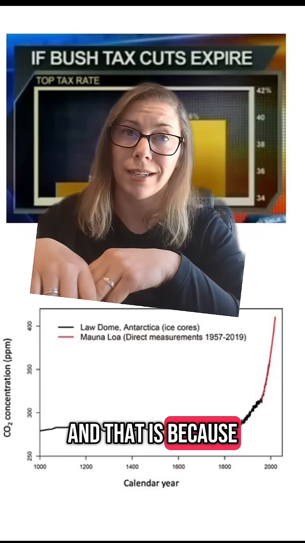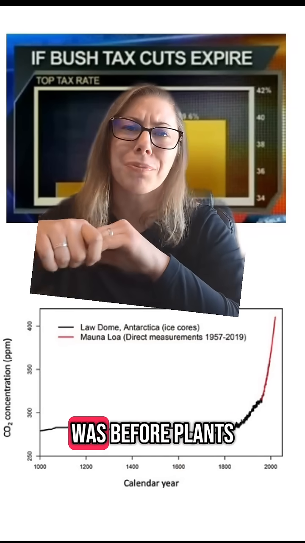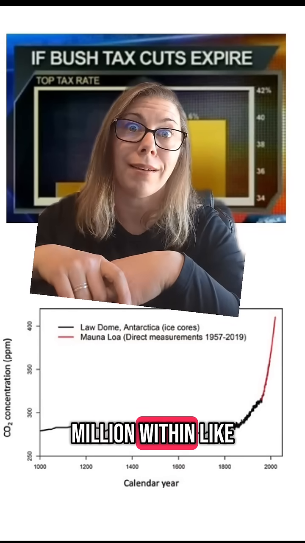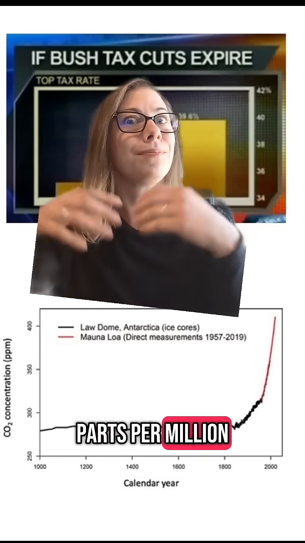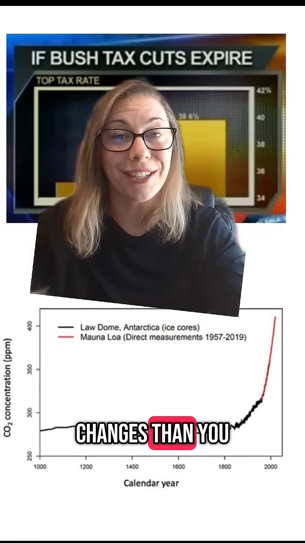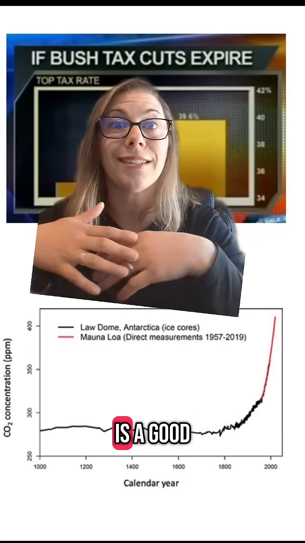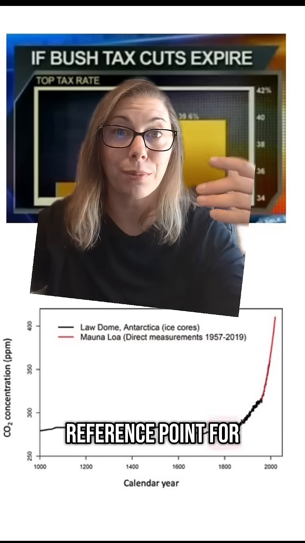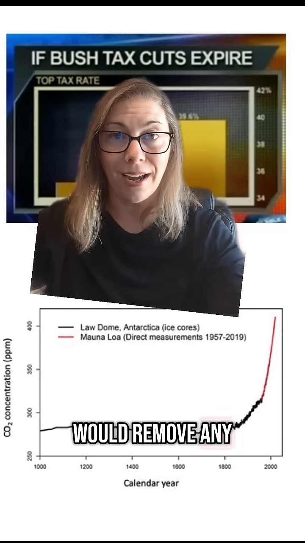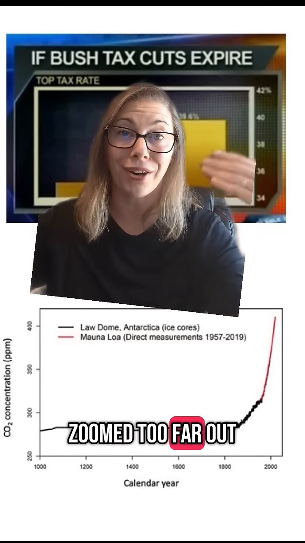misleading, and that is because I think the last time we had below 200 parts per million was before plants existed. And frankly, changes of parts per million within like 10 to 20 parts per million can affect us quite a lot. Those are bigger changes than you might expect. So starting at something like 250 is a good reference point for your plot. Starting at something like 0 parts per million would remove any evidence of the trend and would be actively misleading because you would be zoomed too far out.